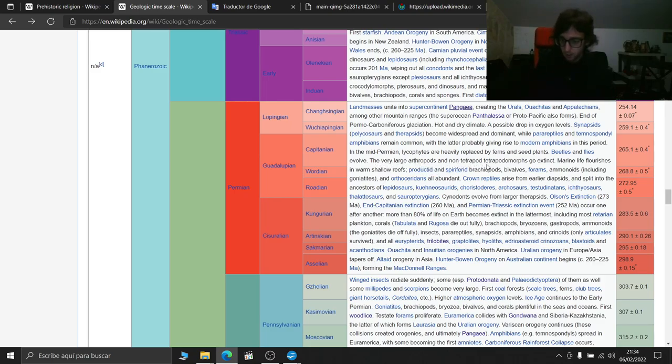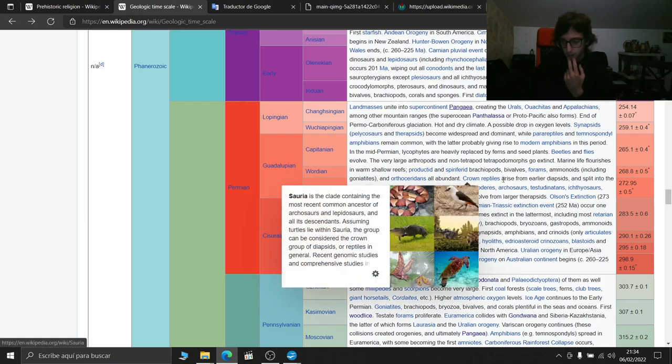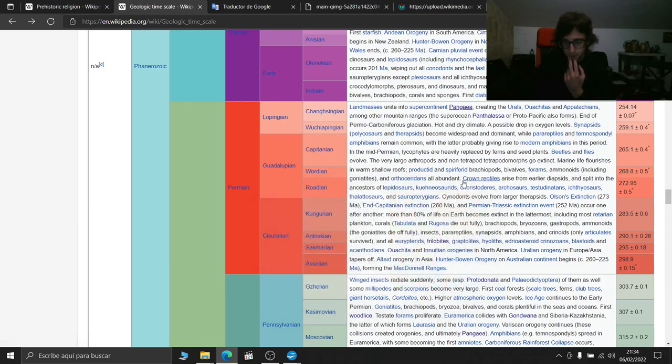Very large arthropods and tetrapodomorphs. Marine life flourishes on one side of the reef. Crown reptiles arise from earlier diapsids.